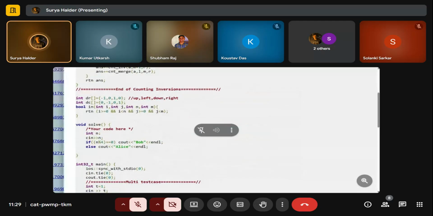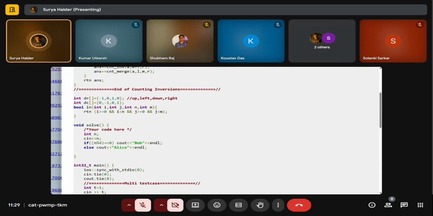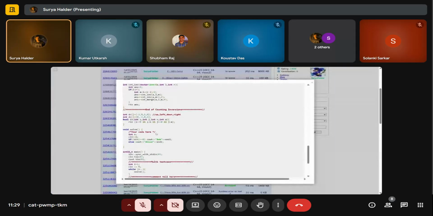Yes. So I have taken input as n. If n modulo 4 is 0, meaning it is a multiple of 4, then Bob is winning, else Alice is winning. Is this code clear to everyone? Okay.